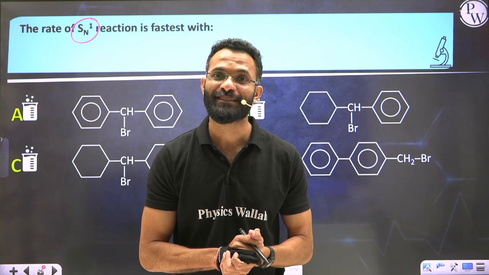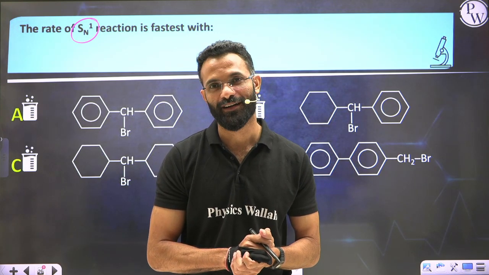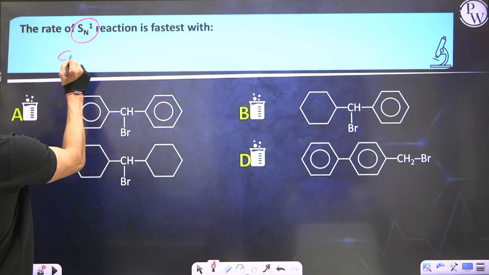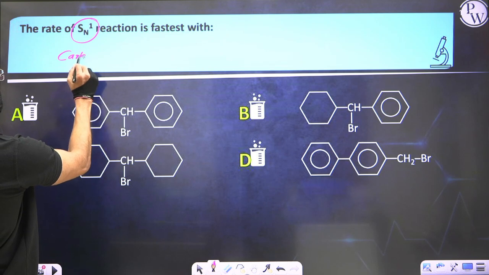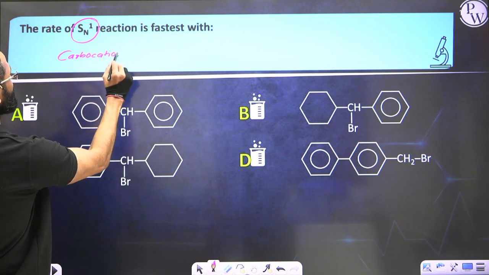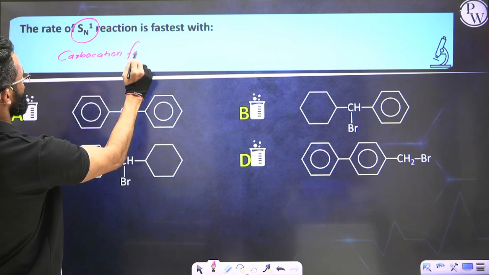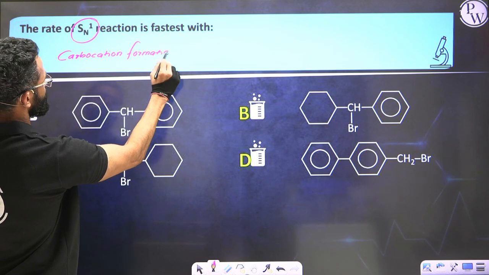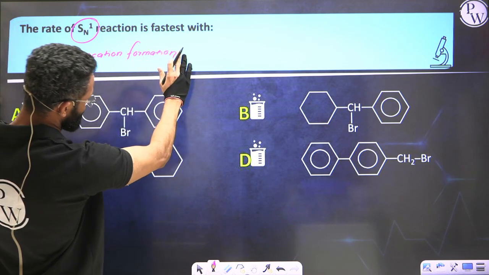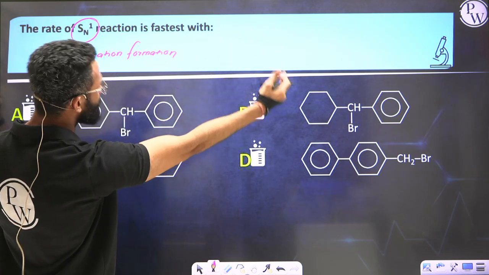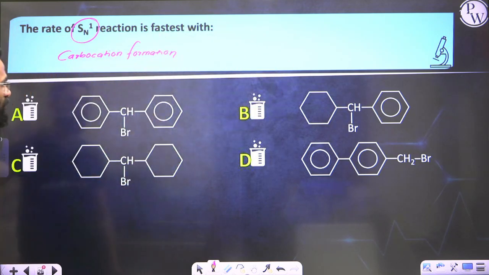Yes, it results in the formation of carbocation. So when you talk about SN1, you should always think of carbocation formation. So carbocation formation will be faster when the carbocation formed is stable. The more stable the carbocation, the faster will be its formation.